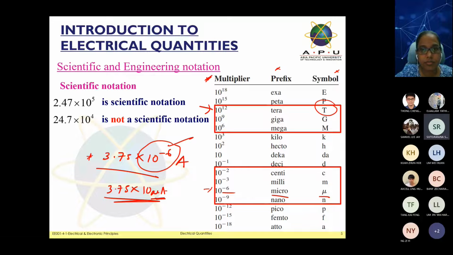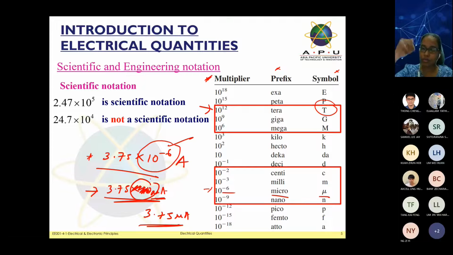Miss, for the second one, isn't it just 3.75 microampere? Do we have to put times 10? Times 10, where is it? For the second one, Miss, the micro there. Oh, you mean the one I wrote? Yes. Don't need, this one don't need. So it means 3.75 microampere. You don't need to write times 10 to the power of minus 6. That was a typo, Miss wrote wrongly. Thanks for that. So it will be 3.75 microampere.